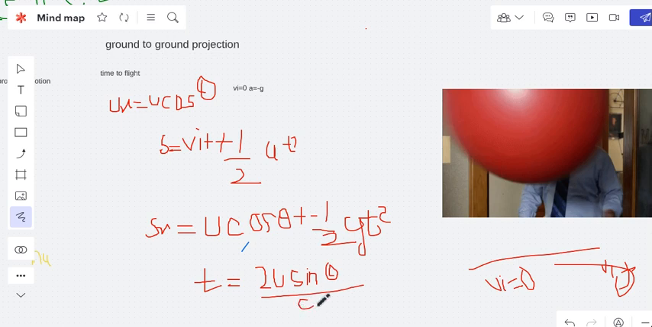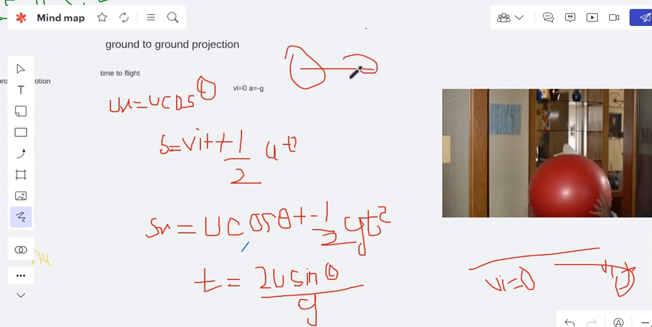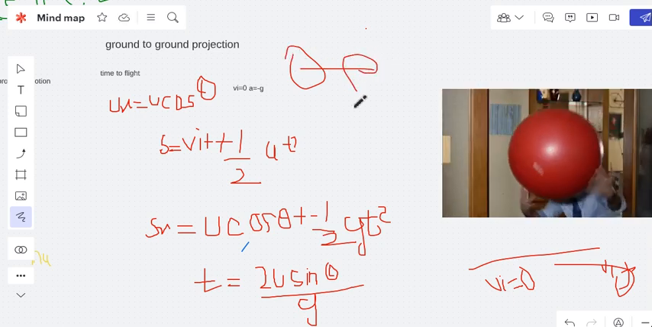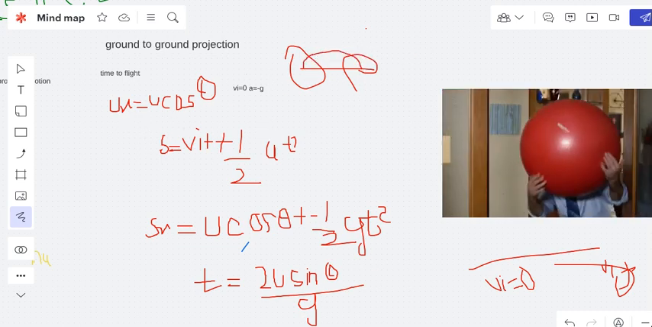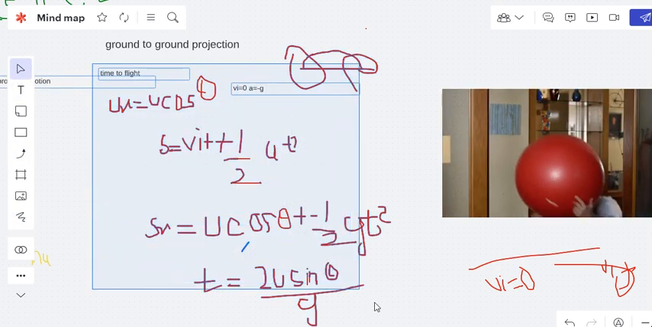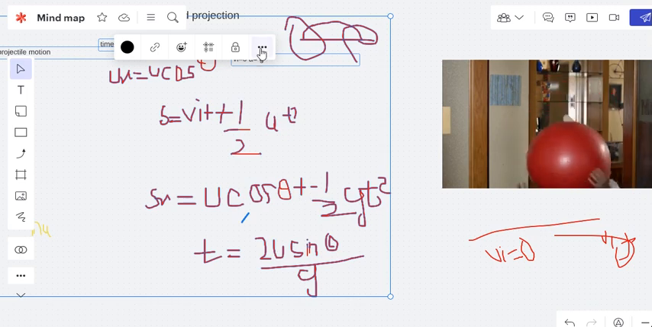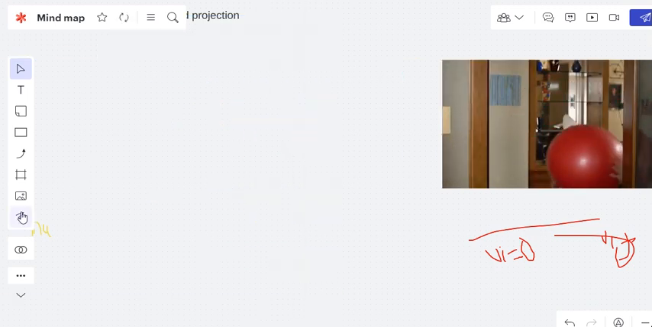This is the time of flight taken by a body to move from this point to this point, which means from the point of projection to the point of impact. This is the time, and remember that this is the complete time. Okay, let me write it again. This formula is done. Let me erase it. Let's include this one.